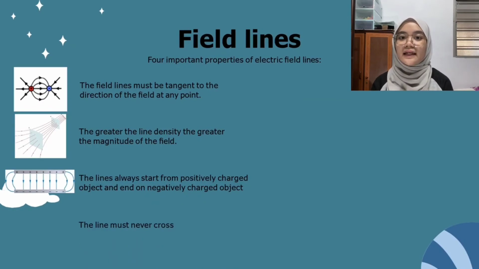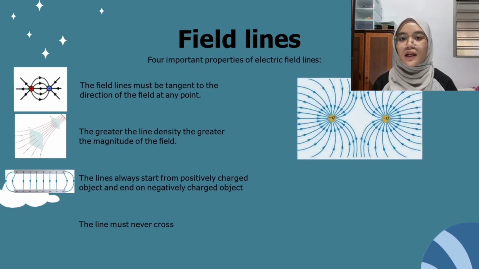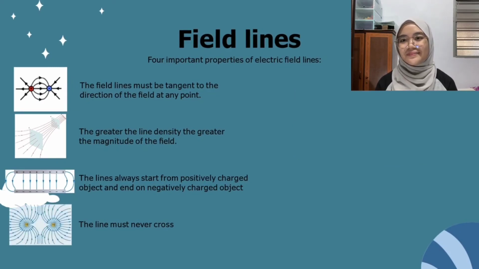Lastly, the lines must never cross. Crossing lines would mean the field is in different directions for charges in the same location, which is impossible. Okay, so that's all from me. Thank you.